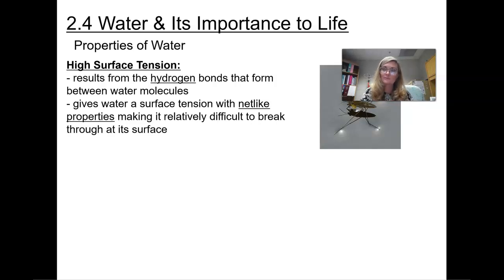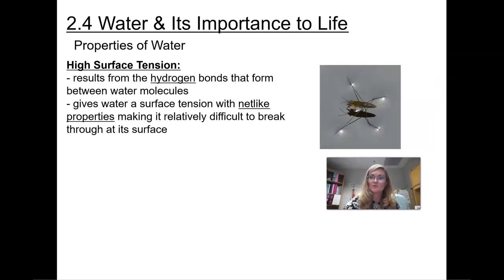And so there are some animals that are actually able to use that property, such as this water strider insect that you see right here. They're able to use that to walk across water, or what looks like they're walking across water, by using the water tension there.